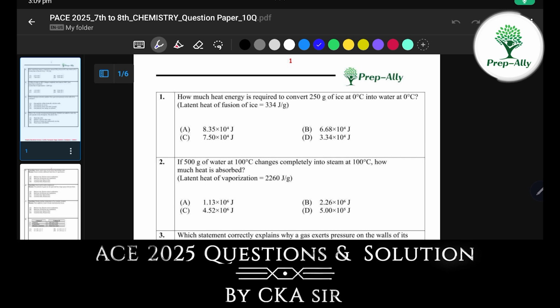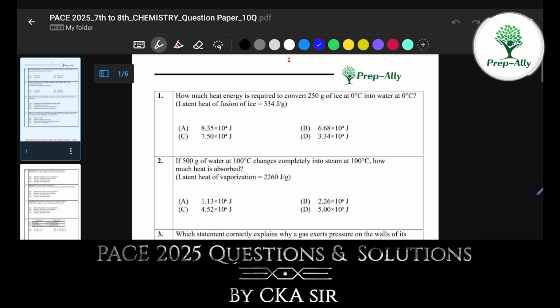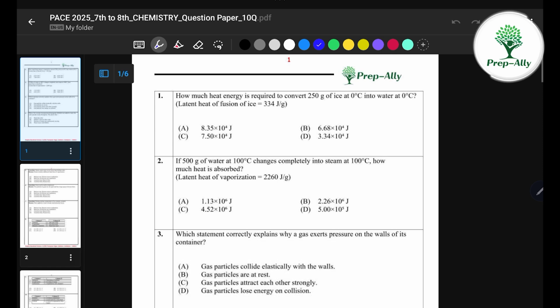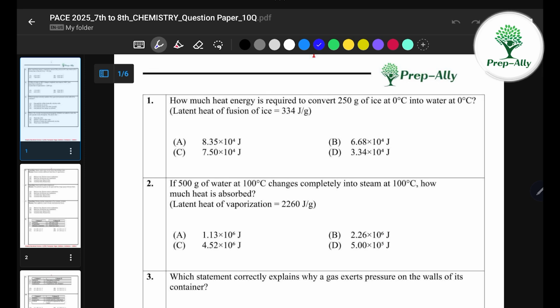This is the video solution for page 2025 for 7th class going to 8th. So we will start one by one and we will solve each and every question sequence wise. So we can start with the question number first, as you all can see.